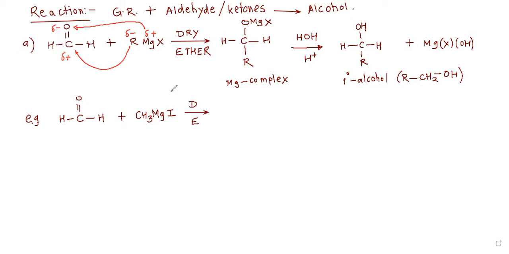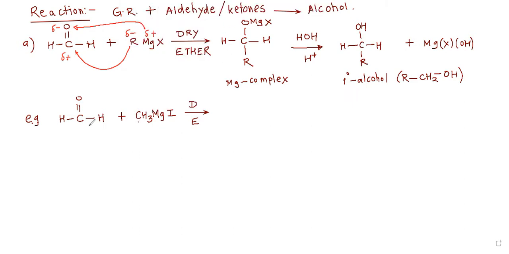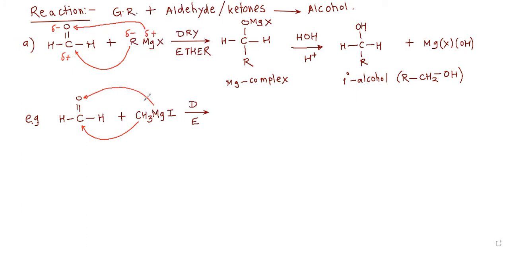So I hope now you have understood or you have remembered it. Carbon always attaches to carbon. MgI attaches to oxygen. Remember this. If you forget the charges, that's fine, but remember this attachment, that's very easy. So this is HCH. Upper bond is OMgI and lower it is CH3.